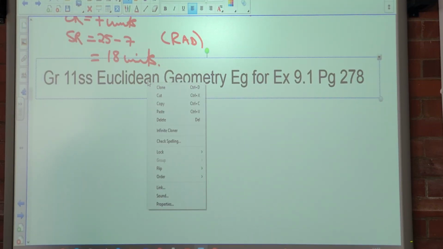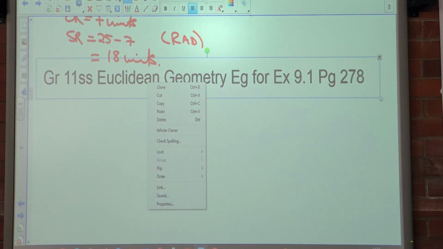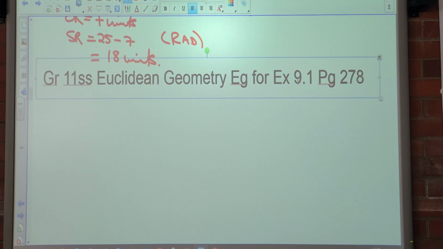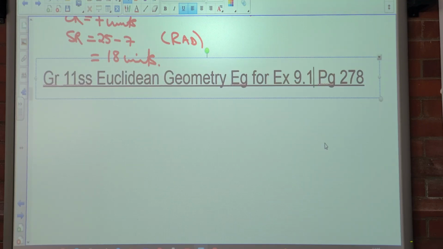Yes, sir. Why is it not underlined? So now we're going to look at the examples for exercise 9.2 on page 280. Sorry, 83. Okay.